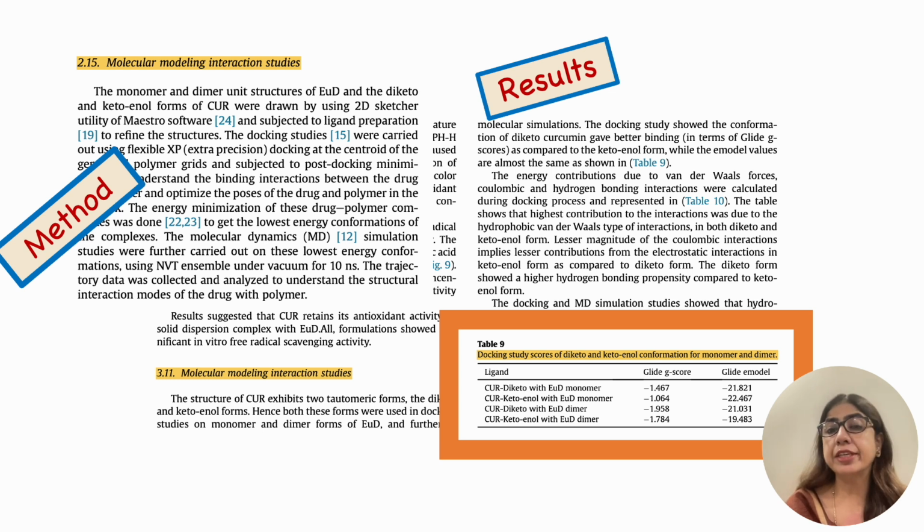Now, what is this Glide E model value? This value denotes the affinity and stability of the complex. In this case, the higher the value, the more stable the complex. And we see that the keto-enol form of curcumin with the Eudragit dimer has the best stability out of all the combinations. The value of this score is minus 19.483. This confirms that Eudragit is forming a complex in the form of a dimer with both forms of curcumin.